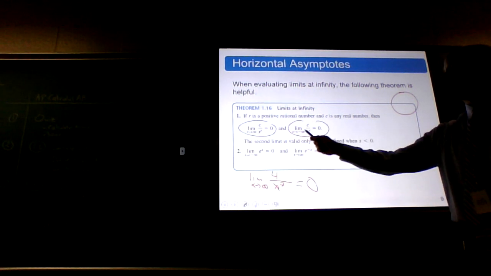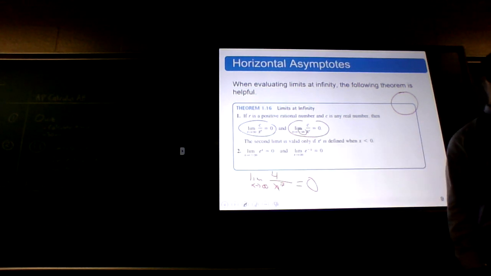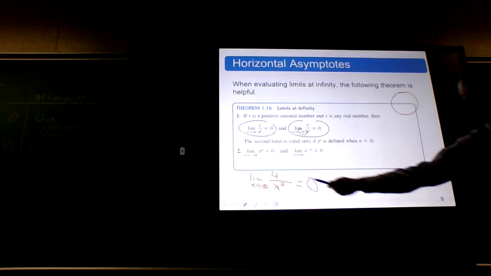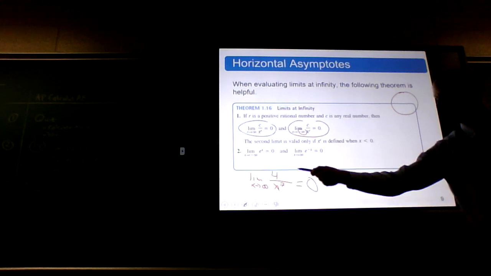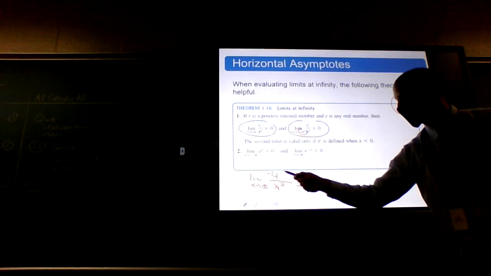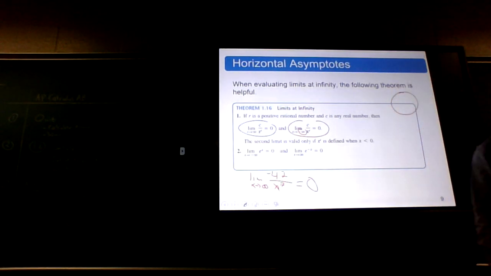Same thing happens if you go to negative infinity. Does that kind of make sense? And guys, it doesn't matter what this number is up here. If this number had been negative 42, let's say, guess what the answer still is? A 0. Okay?